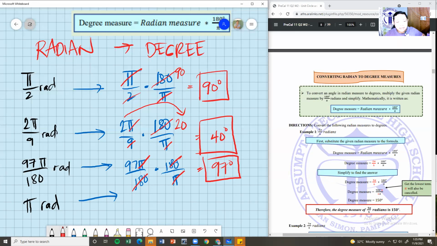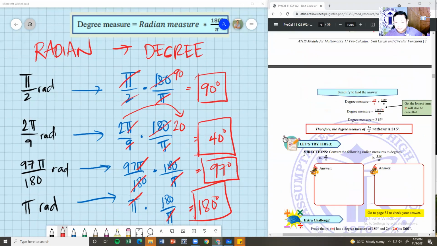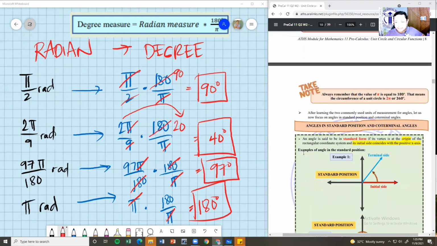And finally, the pi rad. Let's see if this will go back to 180 degrees. Pi multiplied by 180 over pi. Of course, what's left is 180 degrees. So that's how we convert radian measures to degrees. Got it? Very good. Show a reaction if you understood that process, please. Let me see. Okay. Explore the emoticons. Very good. Wow, you're doing good. So that's how we convert them.